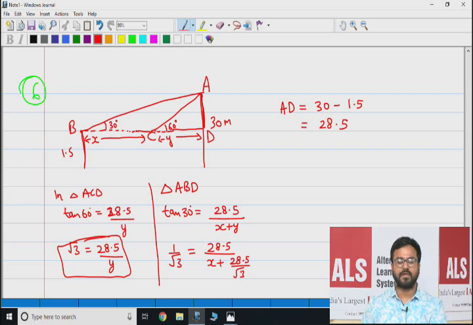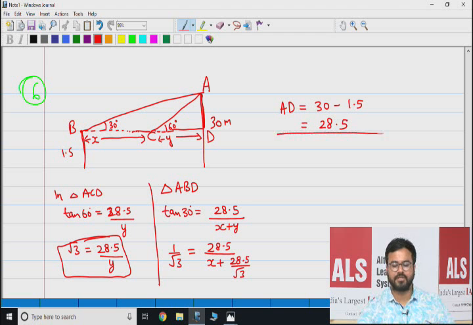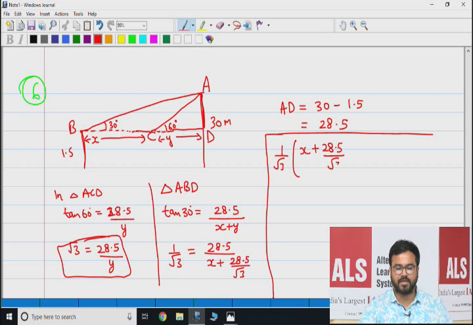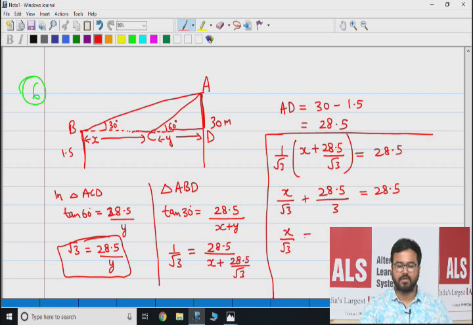It will be like this. Now just doing the cross multiplication to solve this equation, we can write it like this: 1 by root 3 multiplied by x plus 28.5 by root 3, that is equal to 28.5. So it will become x by root 3, and when we multiply this one, this will become 28.5 divided by 3, equal to 28.5. So it is 28.5 minus 28.5 by 3. So 1 minus 1 by 3.